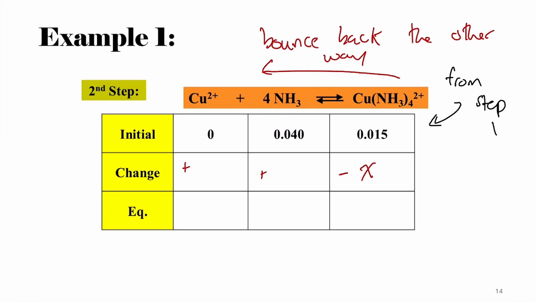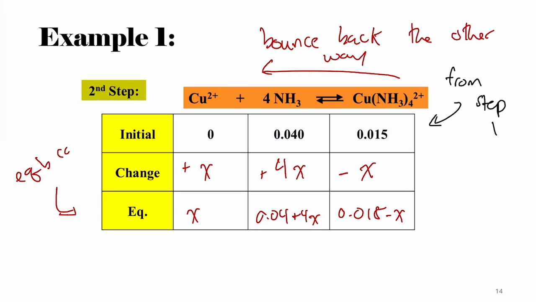Then how many moles of ammonia do we gain? 4, so it's plus 4x. And then for copper, it's a 1-to-1 ratio, so it's plus x. So we get x, 0.04 plus 4x, and then 0.015 minus x. Right, and now these are going to be our equilibrium concentrations that we can use to solve for the equilibrium concentration of copper ions, for ammonia concentration, and so on.